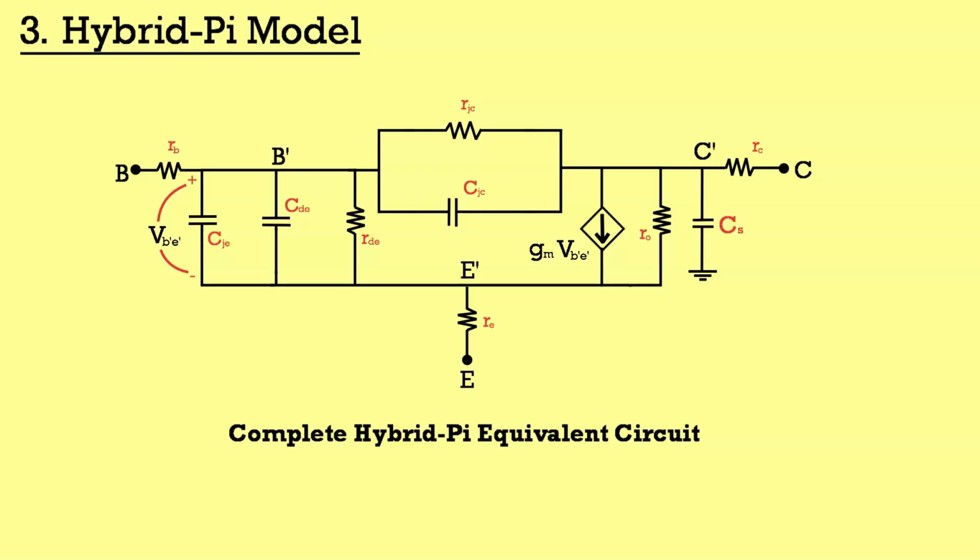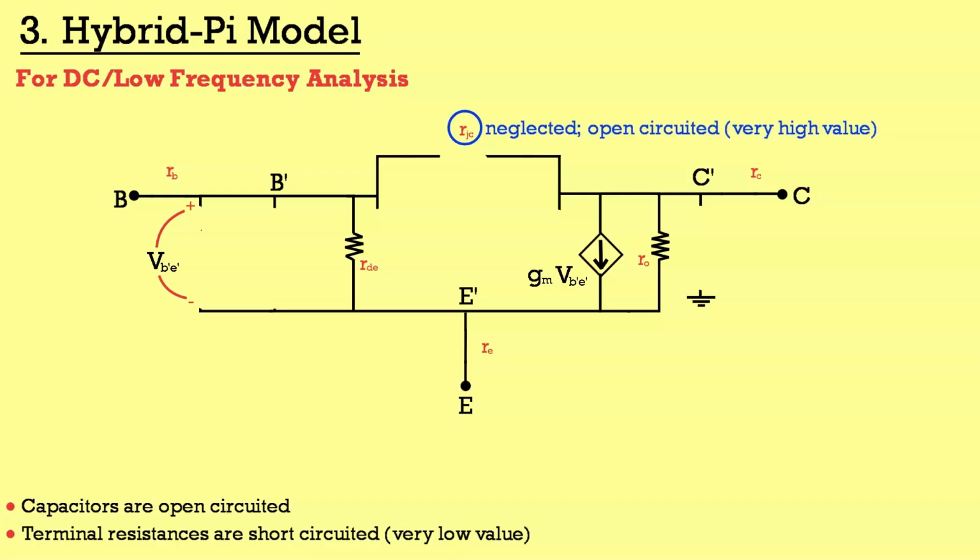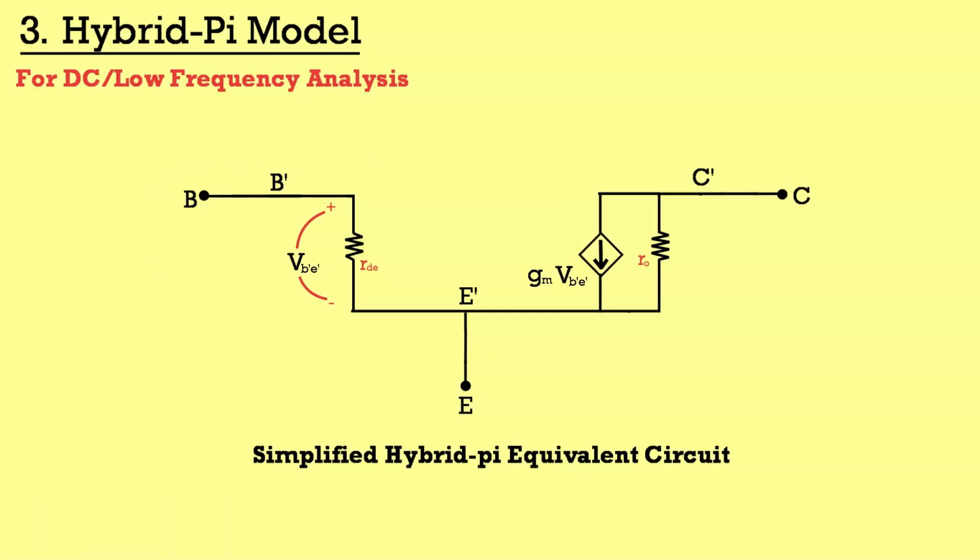Now consider the case of low frequency or DC. For DC, all the capacitors will work as open circuit. Therefore, all capacitors will be removed. We also know that the terminal resistance value ranges from 1 to 2 ohm. Therefore, we can also ignore the terminal resistances. The reverse biased base to collector depletion resistance is of the order of mega ohms. Therefore, we can also neglect the reverse biased base to collector depletion resistance, and the resultant circuit is referred to as the simplified hybrid pi equivalent circuit.